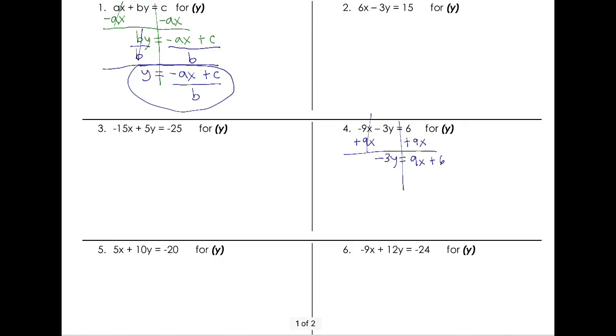Now we have a negative 3 on that y. We want to get rid of that. That's multiplication, so we have to divide by negative 3. Divide by negative 3. That gets rid of that. Whatever you do on one side has to be done on the other.